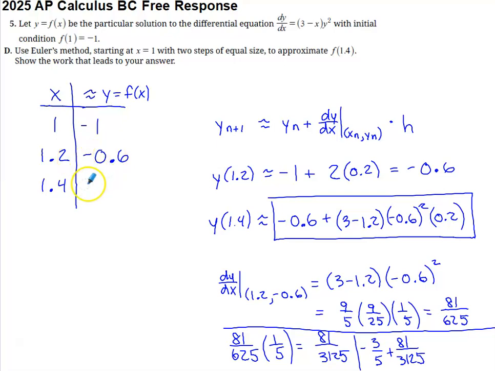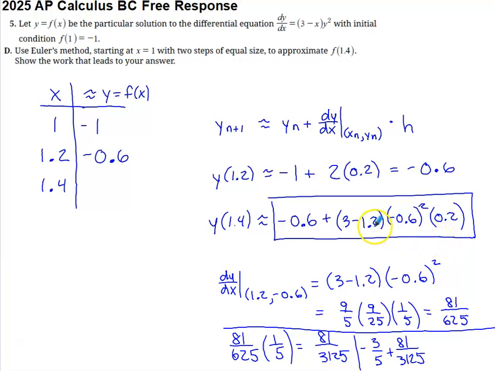Now my approximate y value at 1.4 is going to be found in a similar way by using this currently completed ordered pair. So I'm going to take the y that I just generated, -0.6, plus the value of the derivative at this ordered pair, 1.2, -0.6. So in the first derivative here, I put 1.2 in place of this x. I put -0.6 in place of the y, and then I'm multiplying by the step size.